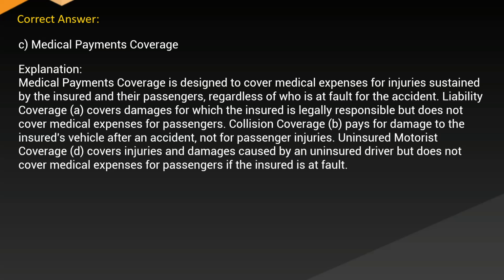Correct answer. C. Medical payments coverage. Explanation. Medical payments coverage is designed to cover medical expenses for injuries sustained by the insured and their passengers, regardless of who is at fault for the accident. Liability coverage (A) covers damages for which the insured is legally responsible but does not cover medical expenses for passengers. Collision coverage (B) pays for damage to the insured's vehicle after an accident, not for passenger injuries.